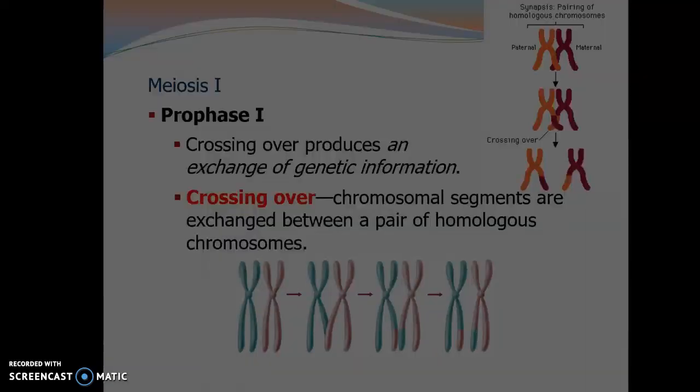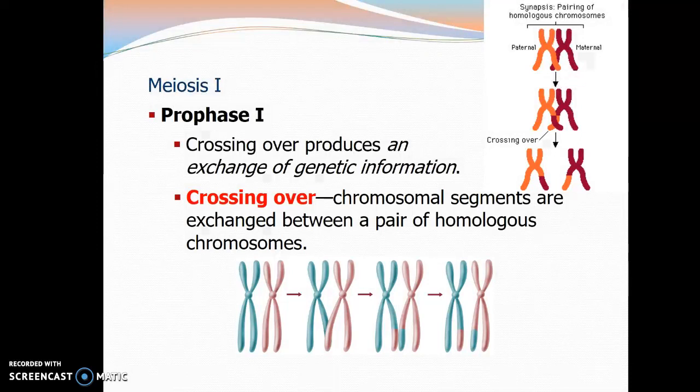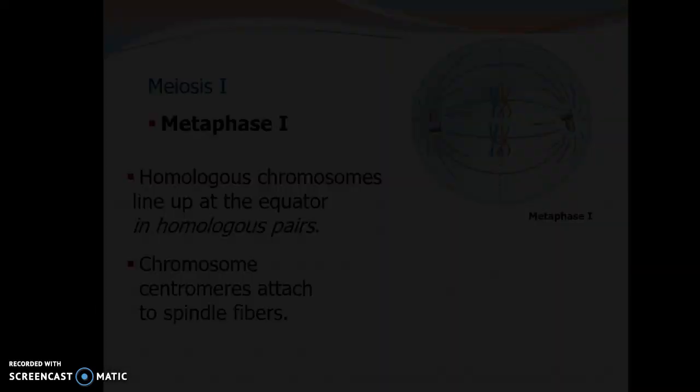And let me go back, because crossing over is very important because it leads to genetic diversity or genetic variation. So all of the cells that are produced during meiosis are all different because of crossing over. And that is one of the reasons why, say you have a sibling, a brother or a sister, you don't look exactly like your brother or your sister, even though y'all may have the same biological parents, because of crossing over.